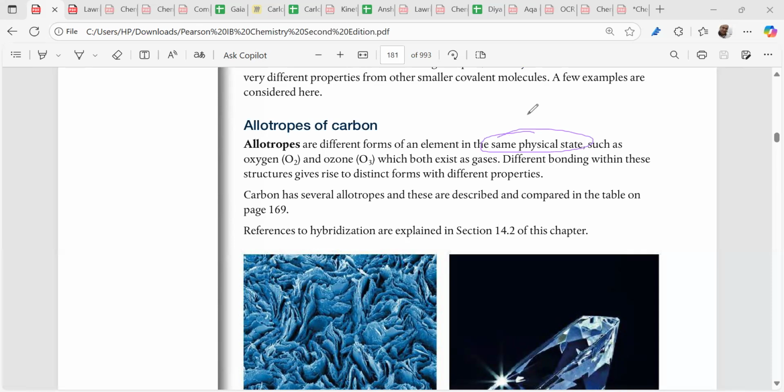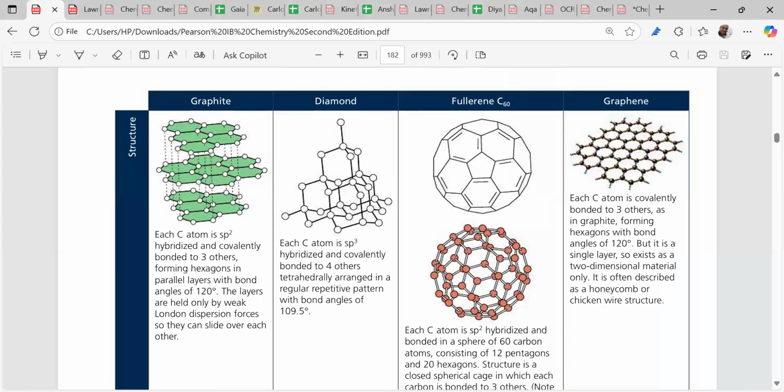Suppose I'm giving the example: allotropes, ozone. Ozone is also an allotrope, right? Now, what are the allotropes of carbon? There are lots of allotropes of carbon. We have the same element but different physical form. Graphite is a grayish color, a lubricant, and slippery. Diamond is made up of the same element, carbon. Fullerene, graphene. So these are the allotropes of carbon: graphite, diamond, fullerene, graphene.